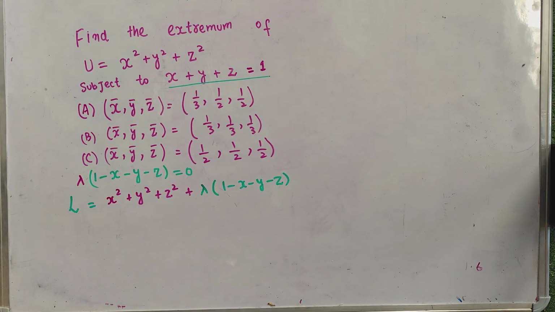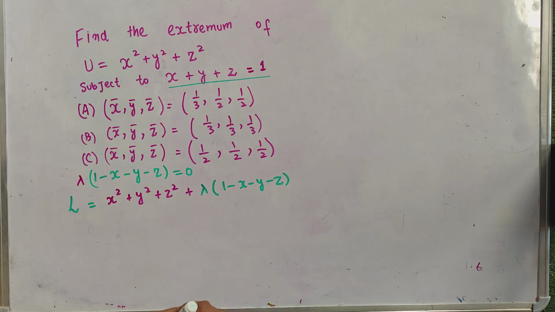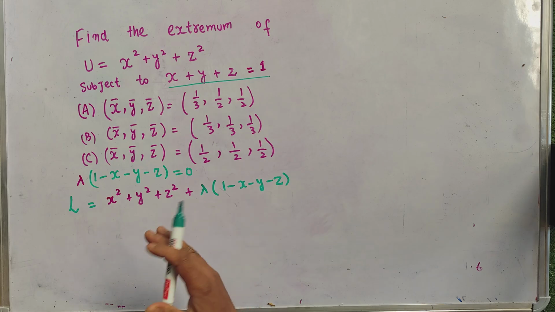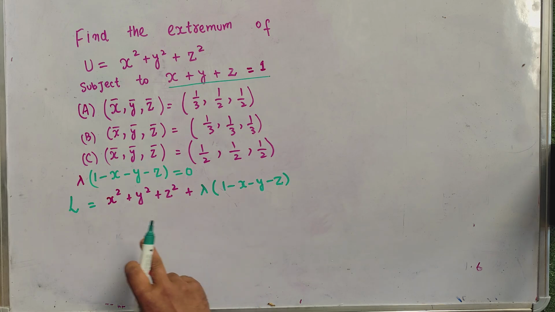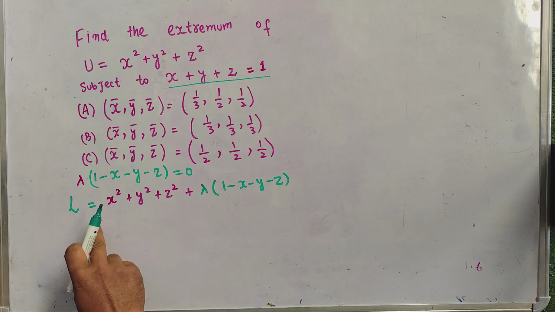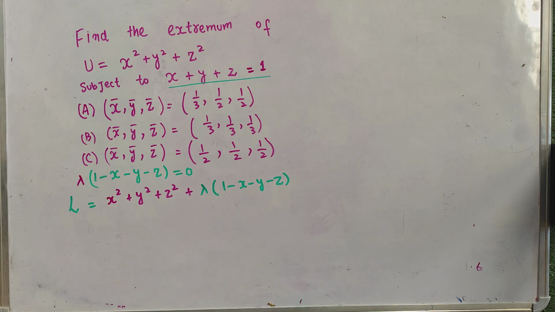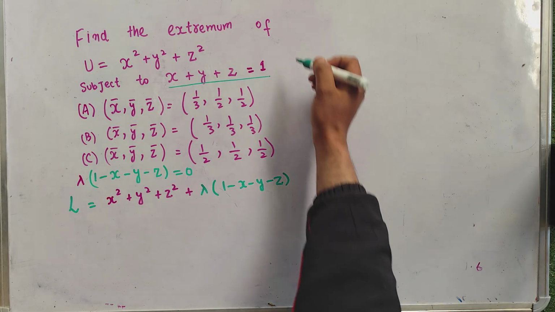Since we need to find out the optimum or extreme values, what will we do? To find out the optimal values of x, y and z, we partially differentiate this Lagrangian function with respect to x, y, z and lambda and set them equal to 0 simultaneously.